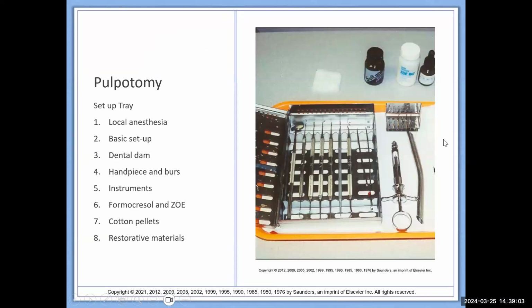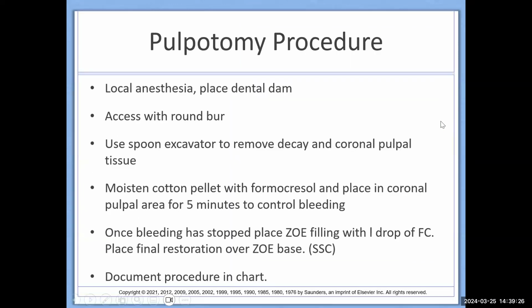For a pulpotomy, you can see the setup tray here. You'll see the zinc oxide eugenol here. You'll see anesthetic here. But no matter what, you want local anesthesia. You want your basic setup, a dental dam, your hand pieces and burrs. You want your instruments. And you don't want to forget the formocresol and the zinc oxide eugenol. You want the cotton pellets and any type of restorative materials like a stainless steel crown ready to go.